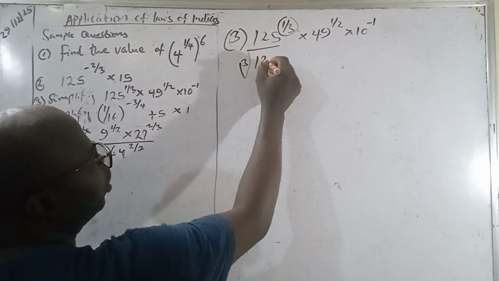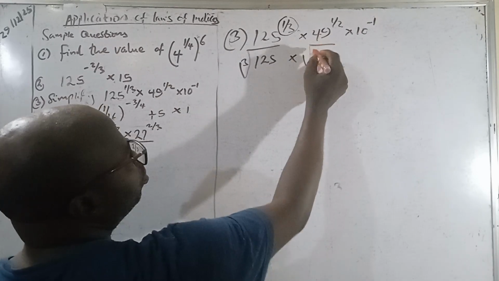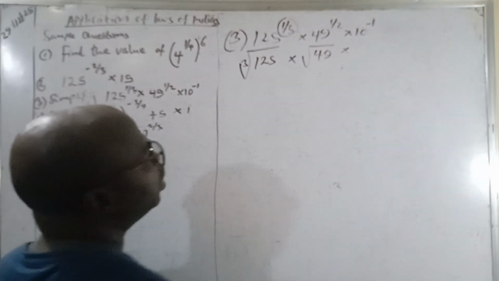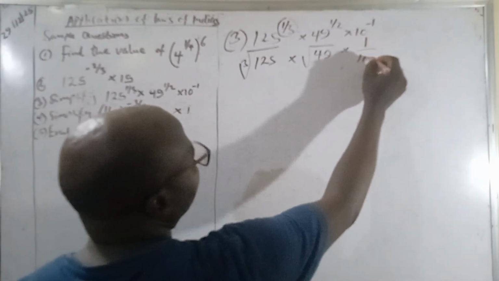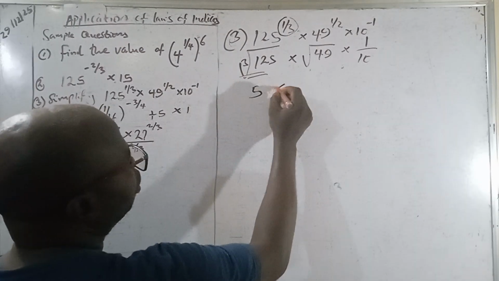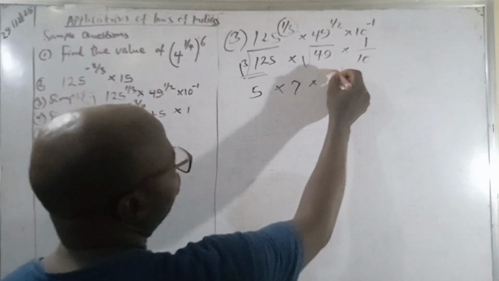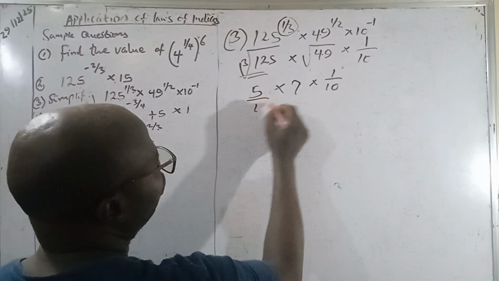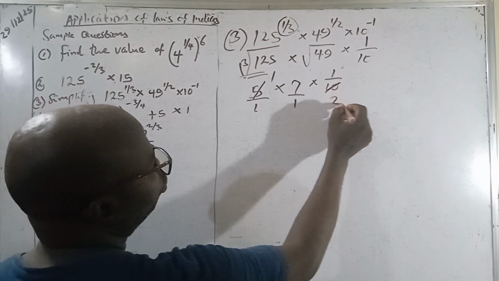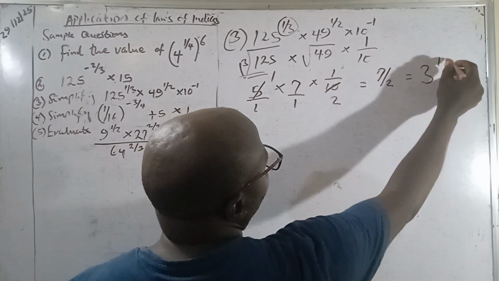So it's going to be cube root of 125 multiplied by, okay, fractional index again. It tells us it's going to be root, but what? Square root, okay, 49. Then negative index. So it becomes 1 over 10. Okay, what's the cube root of 125? All right, thank you. 5 multiplied by, what's the square root of 49? 7 multiplied by 1 over 10. Okay, 5 here 1, 5 here 2, and your answer is 7 over 2, or 3 whole number 1 over 2.